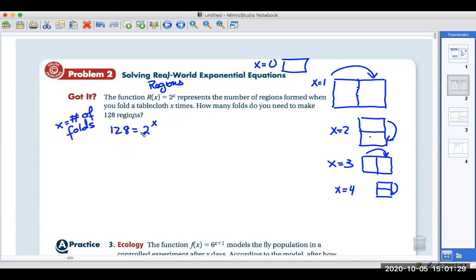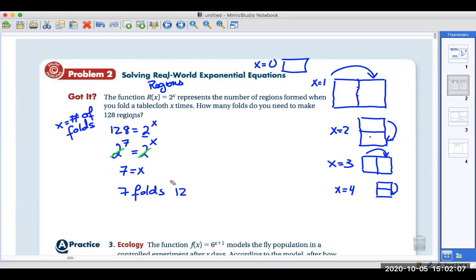Okay, now remember we want to make the bases the same, so I'm going to change 128 into base 2. I already practiced with my calculator how to find how many 2's I multiply to get to 128. It's 7. So 2 to the power of 7 is 2 to the power of x. And I can drop out the 2's because they're the same. You can only drop them out when they're the same. So the tops get equal. So it's 7 folds. With 7 folds, you'll have 128 regions.